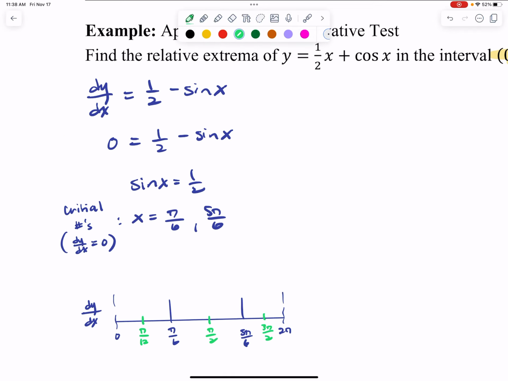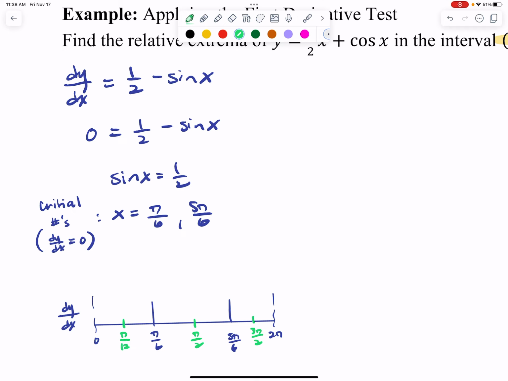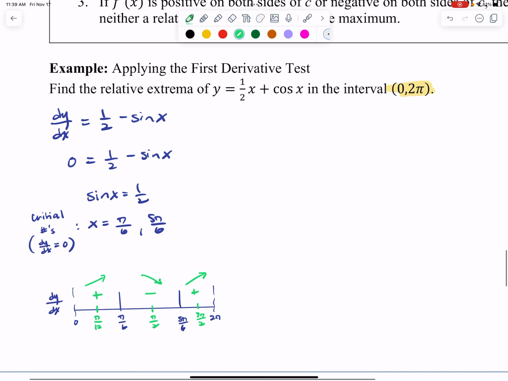Now, sine of pi over 12 would be smaller than 1/2 because sine of pi over 6 is 1/2. And if you're thinking about the unit circle, the y values would be smaller. So dy over dx would be positive, and then 1/2 minus 1 would be negative, and then 1/2 minus -1 would be positive. So the graph will go from increasing to decreasing to increasing on that interval.